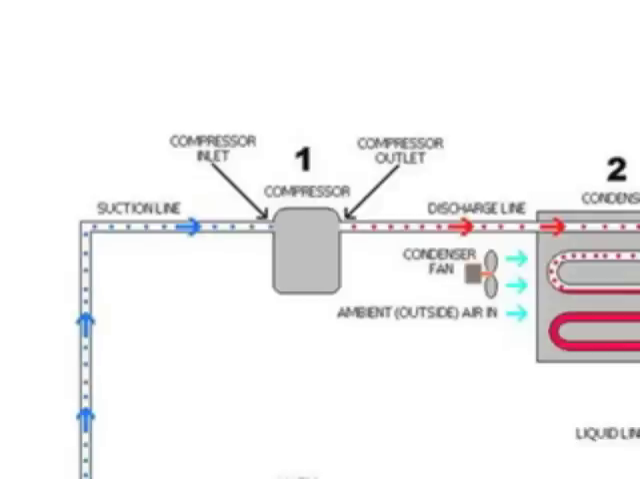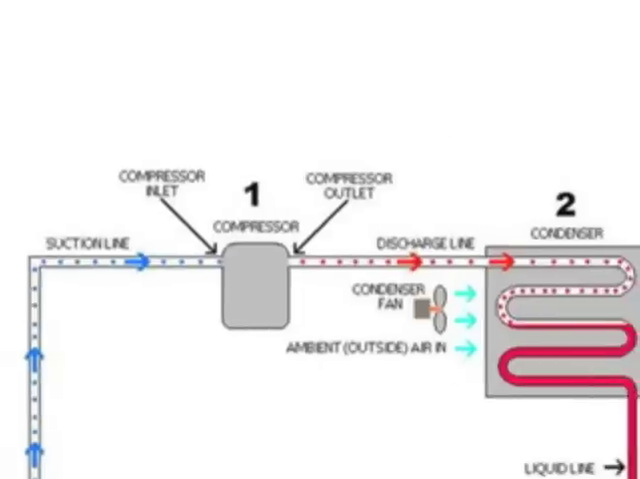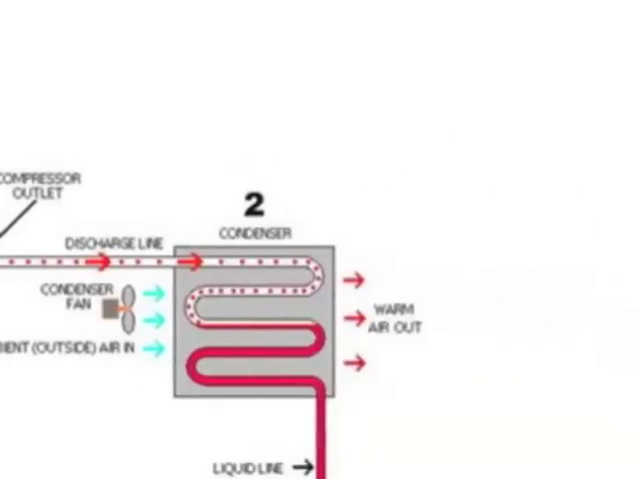So on our suction line, we're receiving a low temperature, low pressure, superheated gas. It moves through the compressor and it compresses it. As we compress it, that raises the pressure, which also raises the temperature. So when we exit the compressor, we've got a high temperature, high pressure gas. We move on the discharge line into our condenser coil.